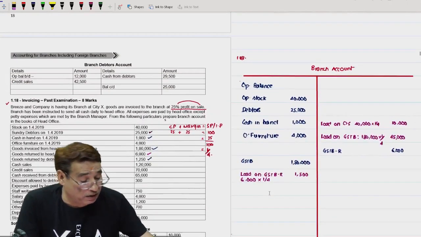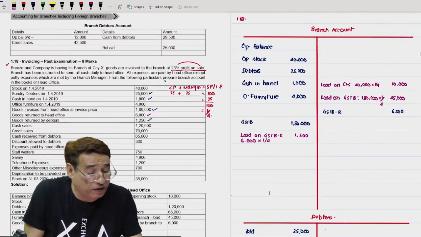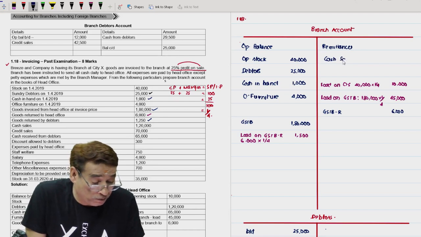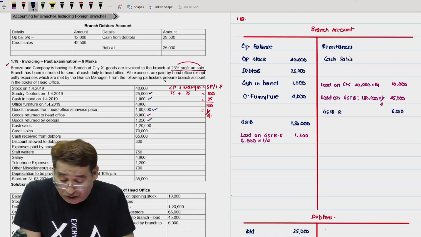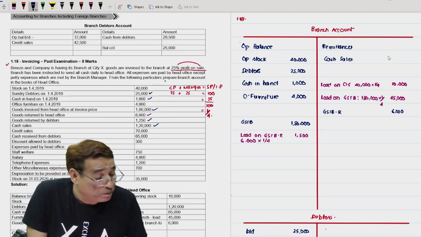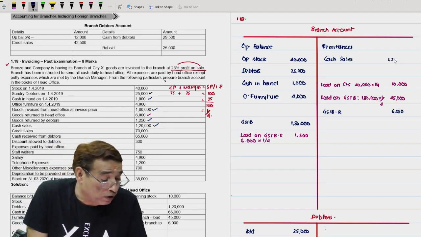So cash sales, first of all, I will write under the remittances. I will write here cash sales. Amount of cash sales is how much? Amount of cash sales given to you is 1,20,000. So I will write here 1,20,000.